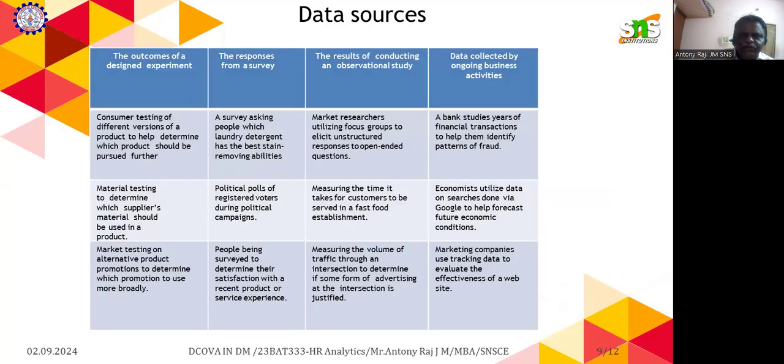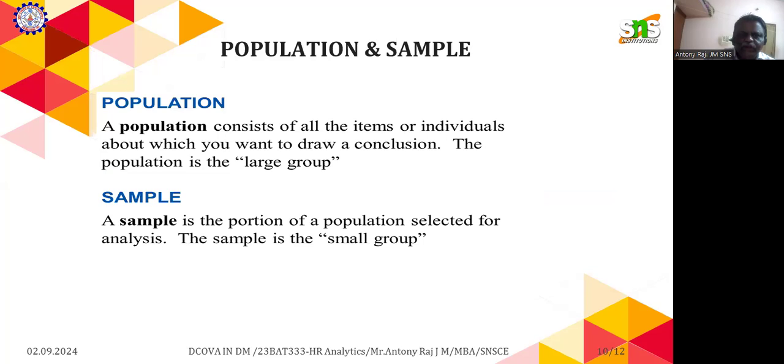So these are the various data sources for different experiments. What is the type of data collection method, what are the results, and what are the data studies, everything is clearly given in this particular slide. And we have to quickly understand what we mean by population and sample.